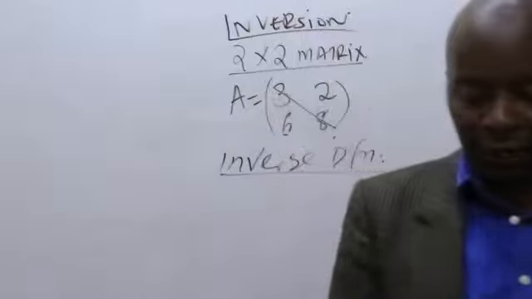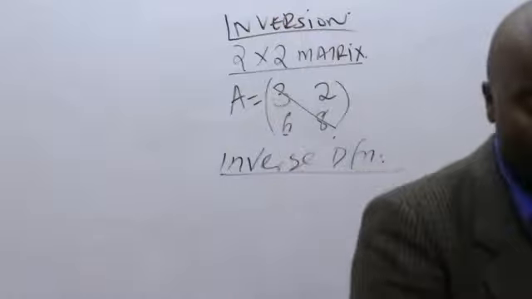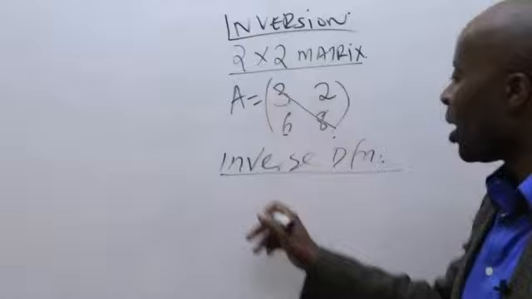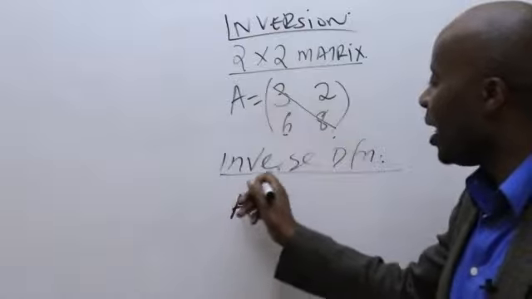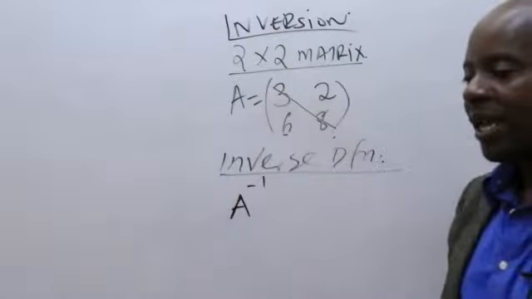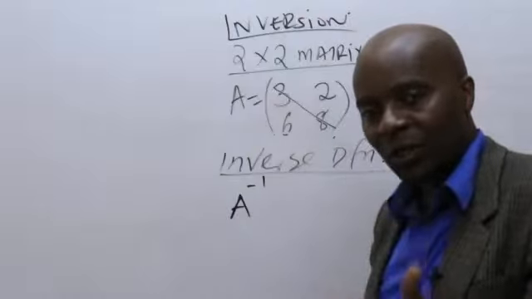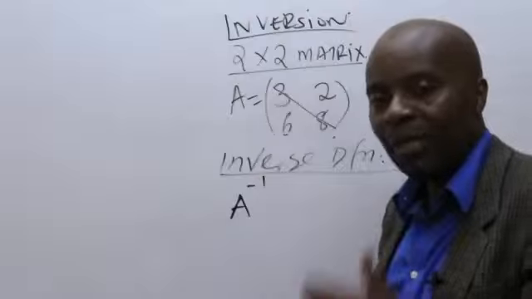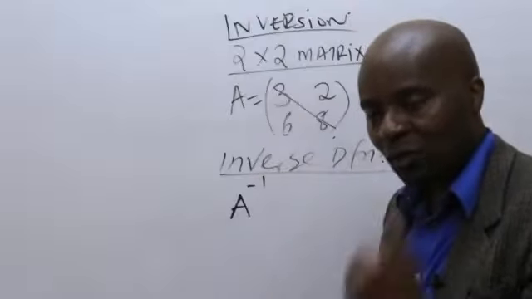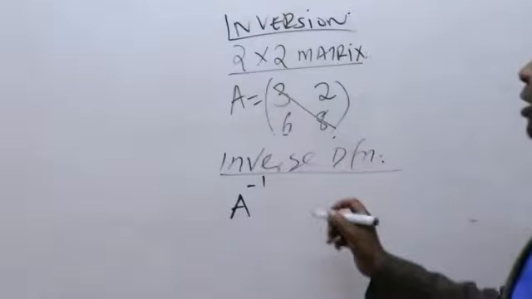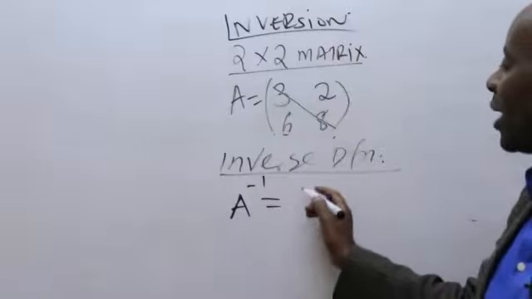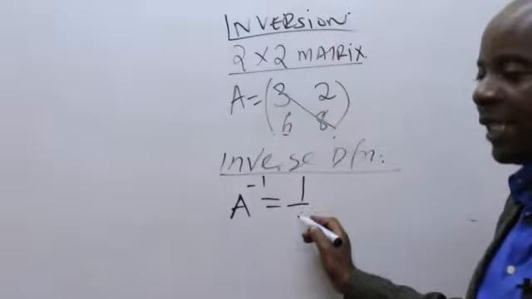The inverse definition, what do we have over here? We normally write it like this, a raised to minus 1. Whenever you see a letter a raised to minus 1, that's the inverse of a, or b raised to minus 1, that will be the inverse of b. So the inverse of a here will be equal to 1 over the determinant.